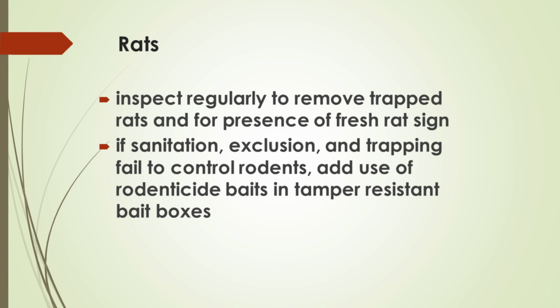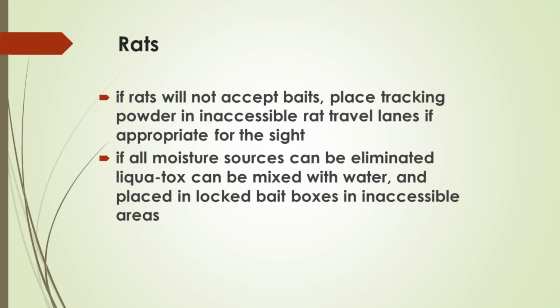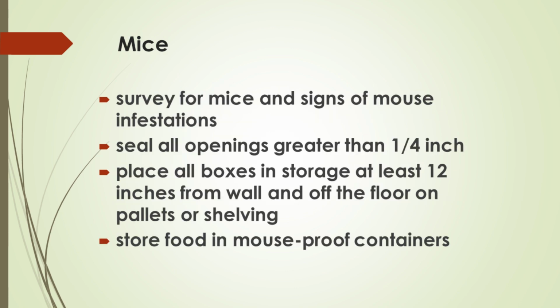Rats. Inspect regularly to remove trapped rats and for presence of fresh rat signs. If sanitation, exclusion, and trapping fail to control rodents, add use of rodenticide baits and tamper-resistant bait boxes. Rats. If rats will not accept baits, place tracking powder in accessible rat travel lanes if appropriate for the site. If all moisture sources can be eliminated, liquid tox can be mixed with water and placed in locked bait boxes in inaccessible areas. Mice. Survey for mice and signs of mouse infestations.